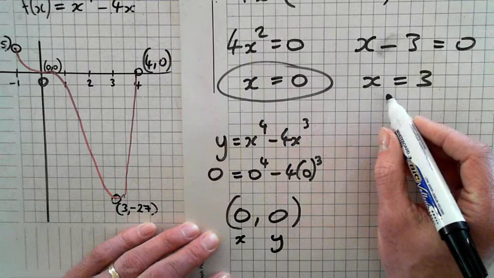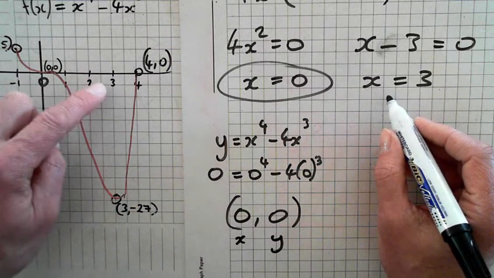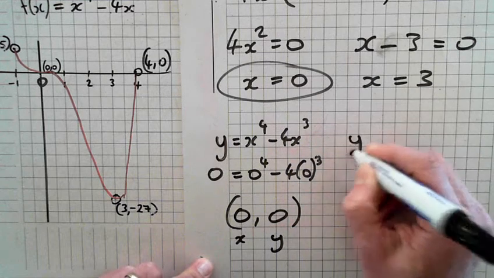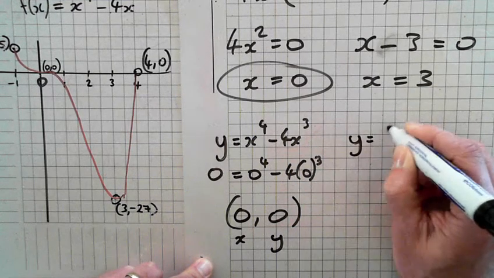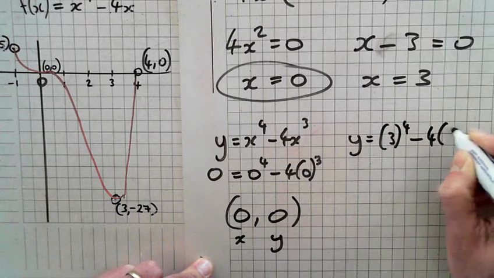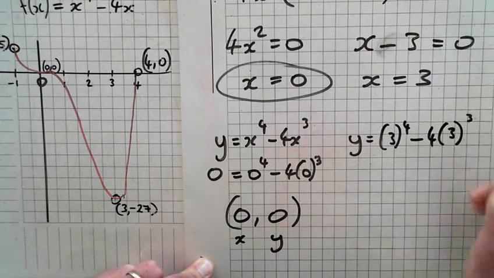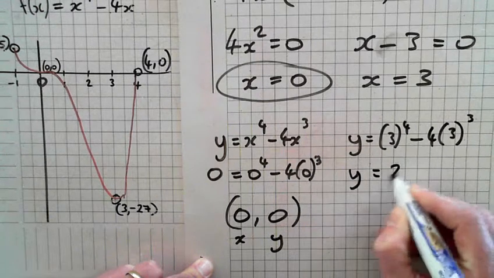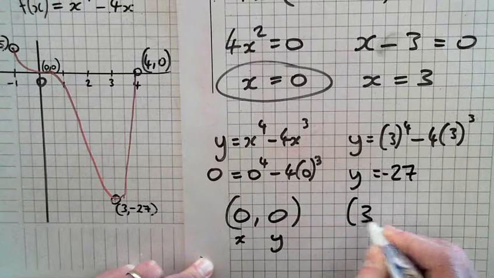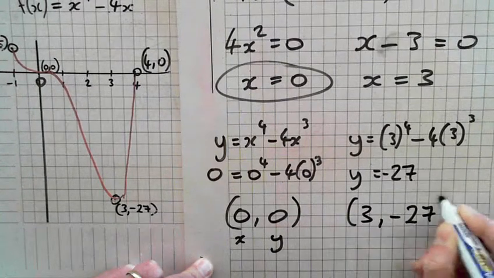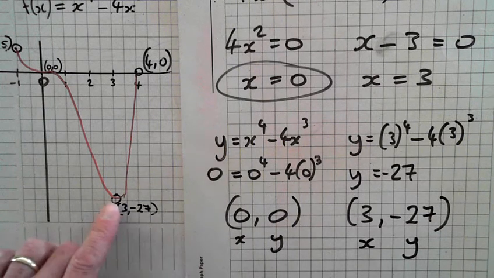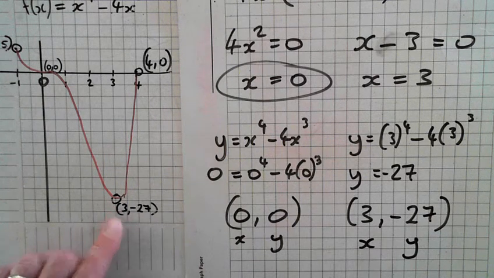Now, if you look at the graph, I've already drawn it out, so we should get minus 27. So it's 3 to the power 4 minus 4 times 3 cubed. And you work that out, you'll get y is equal to minus 27. So your point is 3 comma minus 27. That's the other turning point. Okay?